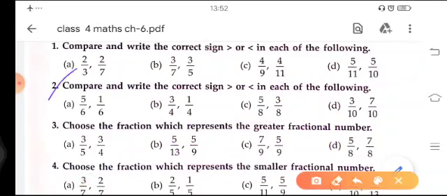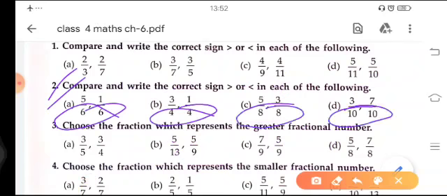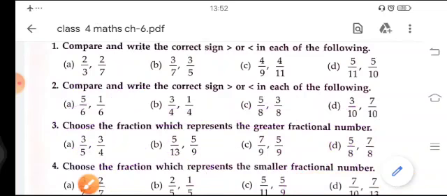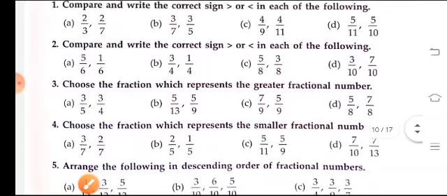In question number 2, again we will compare and write the correct sign, but in this question our denominators are same, right? If denominators are same, then we will compare the numerators, and the greater digit will represent the greater fraction. So if we write, 5 upon 6 will be greater than 1 upon 6. In the D part, 7 upon 10 will be greater than 3 upon 10. So similarly you will solve the other parts of this exercise.